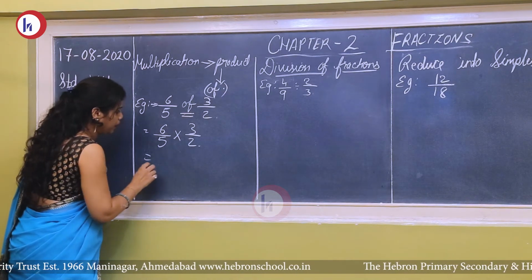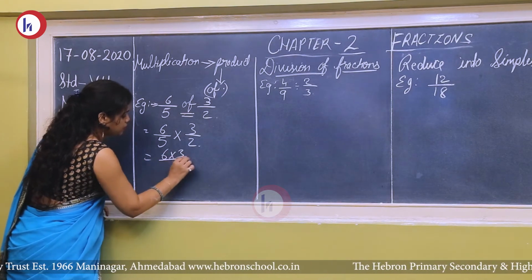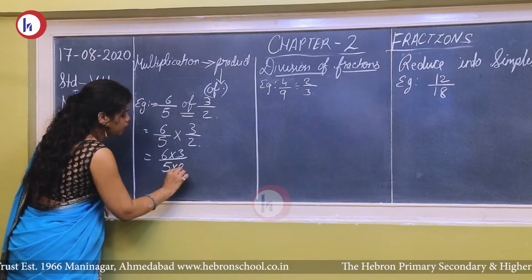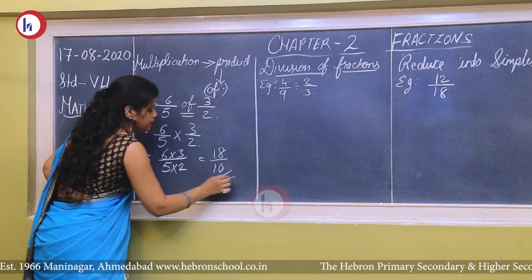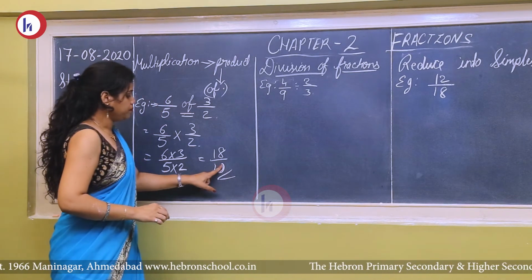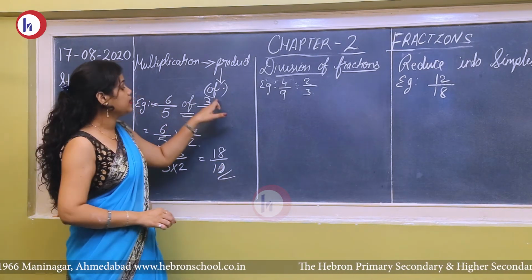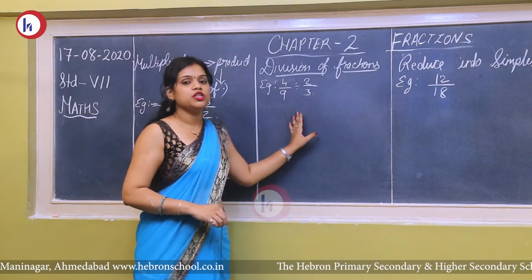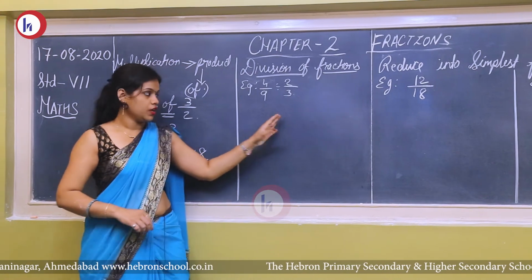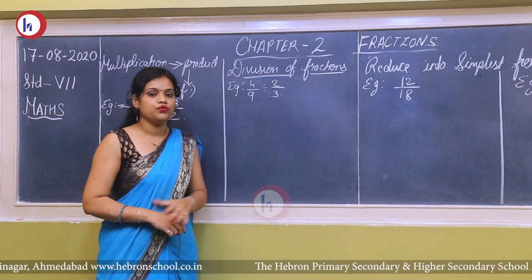Keep that in mind. Okay, then the normal fraction, how do we multiply? Numerator into numerator and denominator into denominator. That is 18/10. Okay, so keep this in mind. Wherever the word "of" comes, that means you have to multiply the fractions. Now coming to the division part of the fraction. Now how do you divide two fractions?